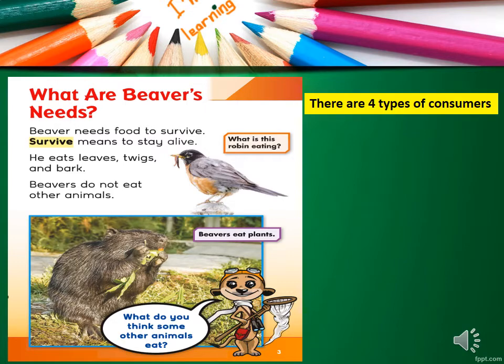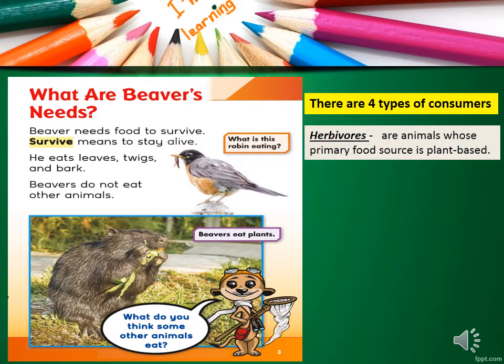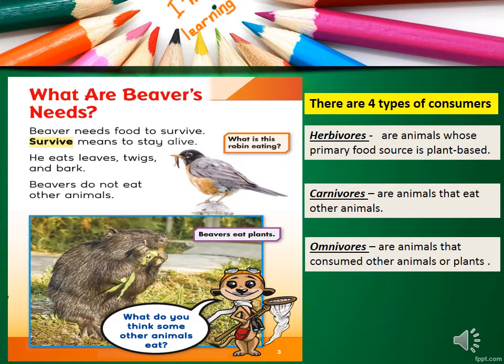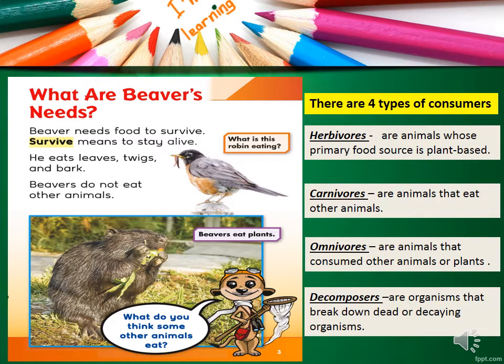There are four types of consumers. The herbivores, these are the animals whose primary food source is plant-based, like a beaver. Carnivores are the animals that eat other animals or meat. Omnivores are the animals that eat both animals and plants. And decomposer are the organisms that break down dead or decaying organisms.